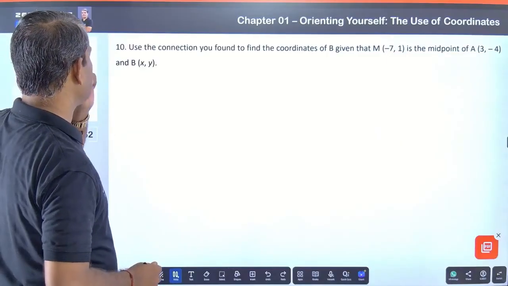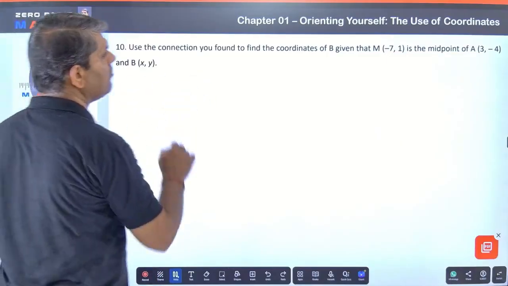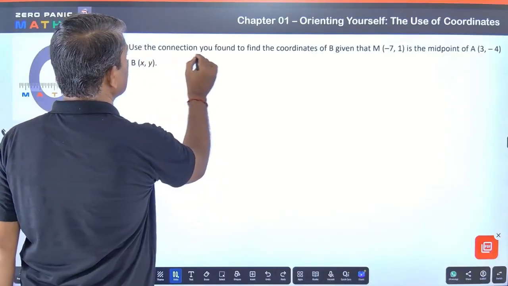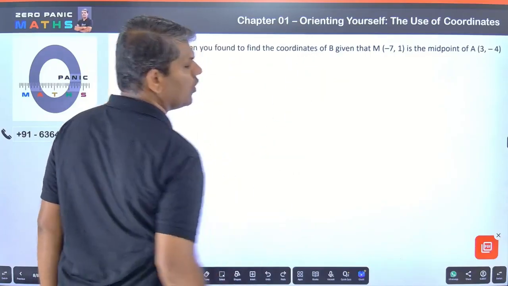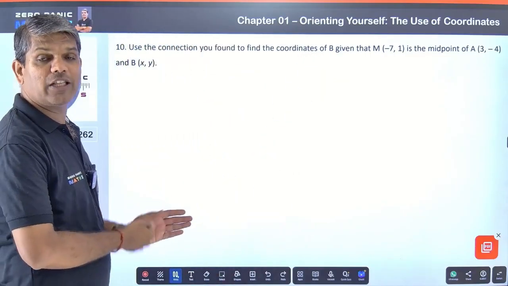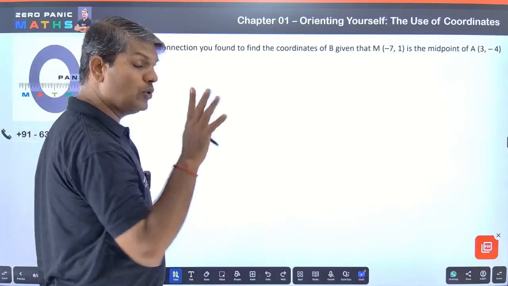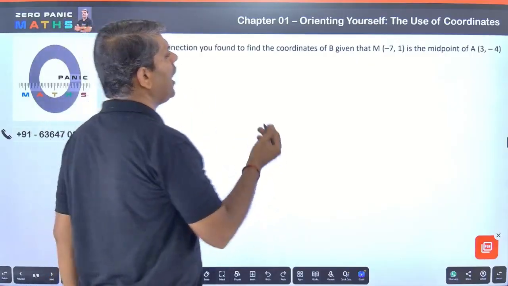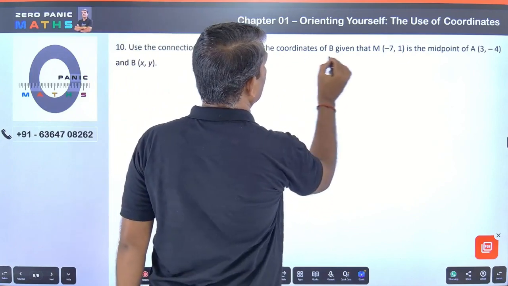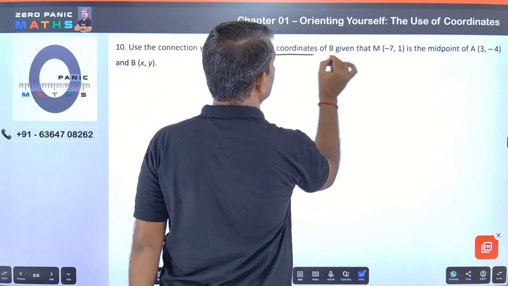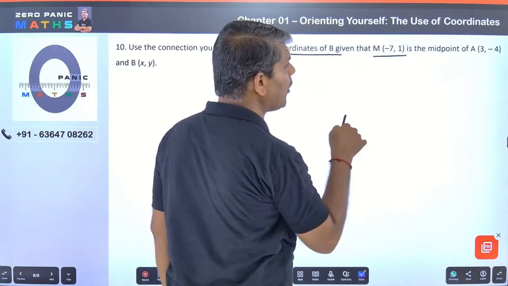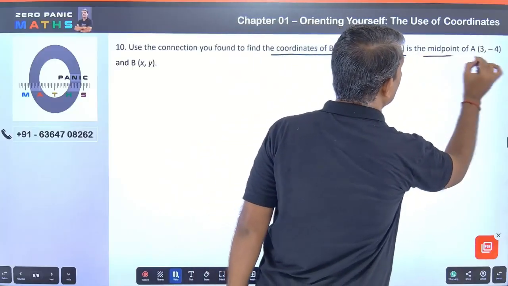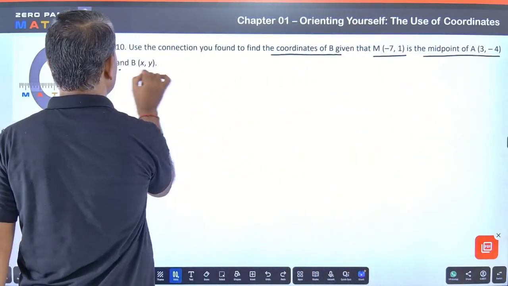The next problem is also based on the midpoint formula only. Use the connection you found to find the coordinates of B. The connection that we found in the previous problem, using that same formula, we have to find the coordinates of B. Given M, which is the midpoint. M is the midpoint of A and B.